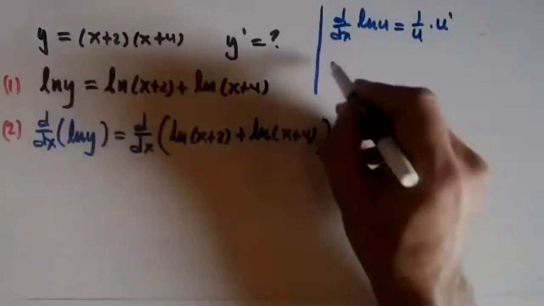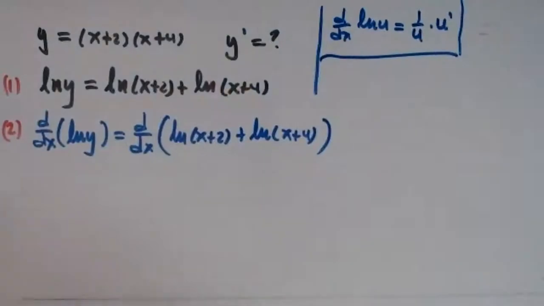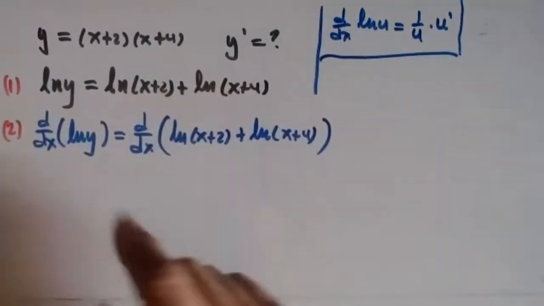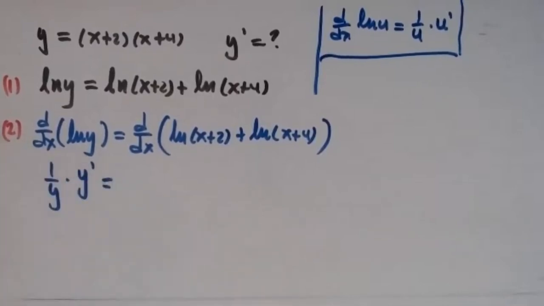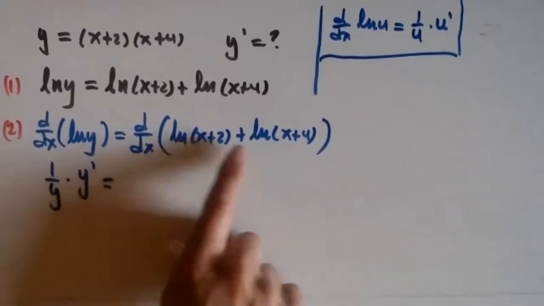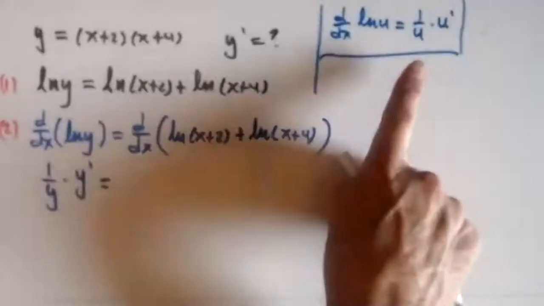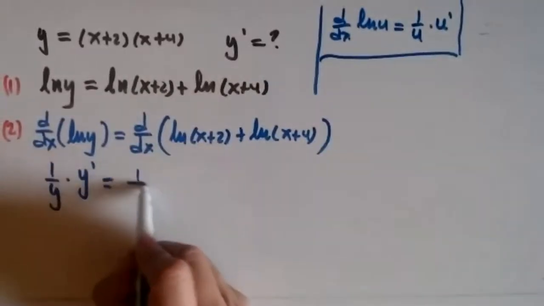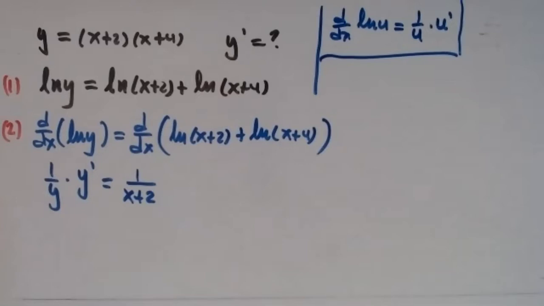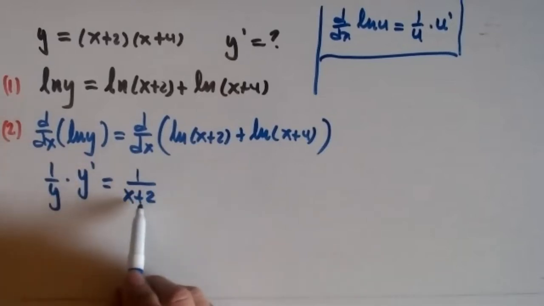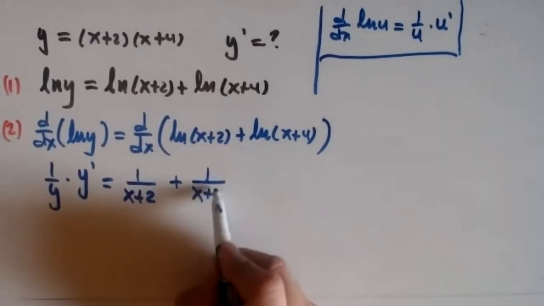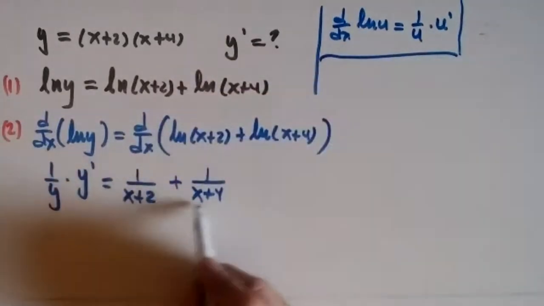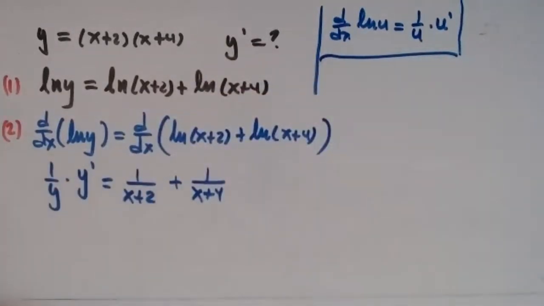Bueno, let me just go back to the board. Okay, there it is. So this is the formula we're going to be using. Using this formula, I have 1 over y times y prime. Here, I'm going to get the derivative of this and the derivative of this. Using the same formula, the derivative of this is 1 over x plus 2 times the derivative of x plus 2, but that's a 1, plus 1 over x plus 4 times the derivative of x plus 4, 1. Now the calculus is over.